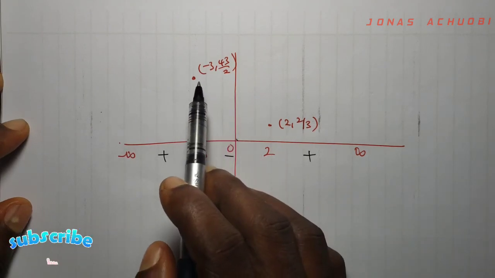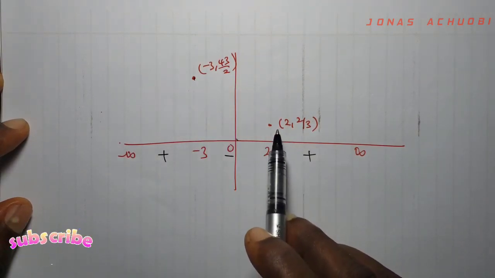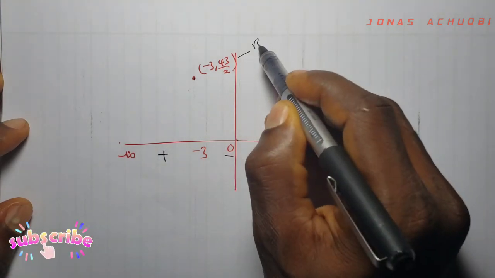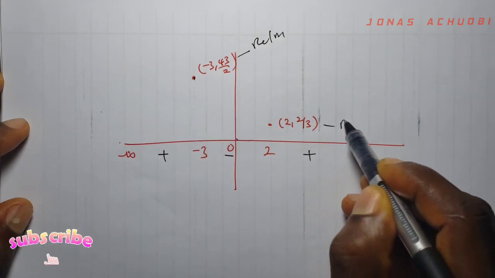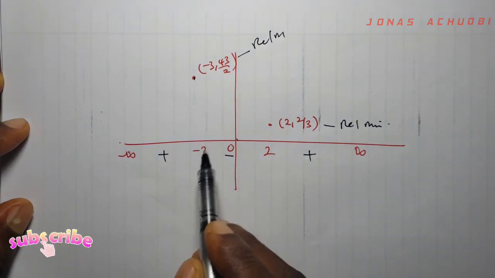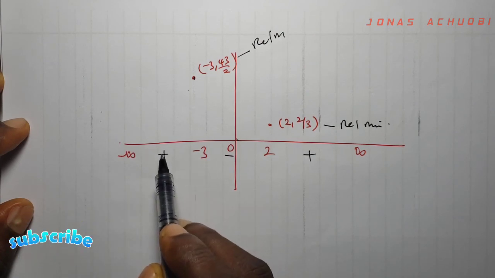Now, let us sketch the graph for the function. So, our first critical point is this, minus 3, 43 over 2, and the second one is 2, 2 over 3, relative maximum and relative minimum.